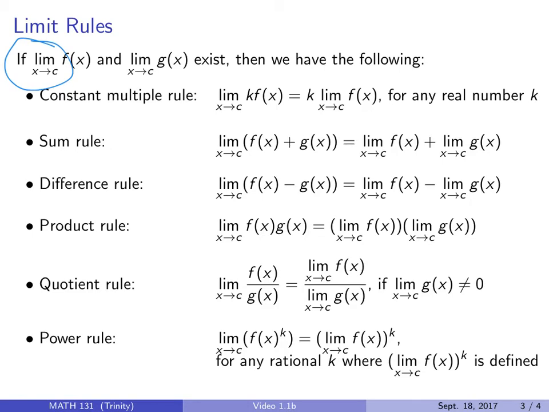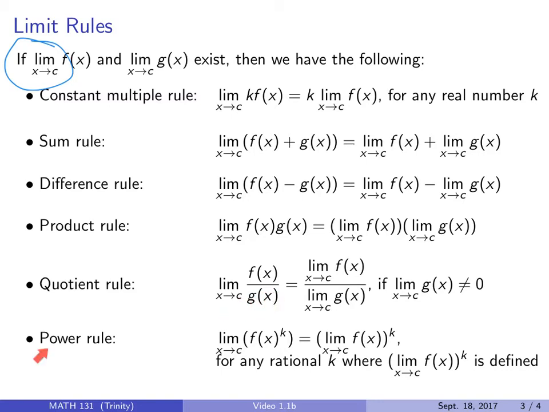For the last two, there are a couple of constraints as well. The quotient rule says that the limit of the quotient f over g is the same as the limit of f divided by the limit of g, as long as the limit of g doesn't equal 0, because you can't divide by 0. And again, because this is an if, if this limit equals 0, that doesn't necessarily mean that the limit of f over g doesn't exist. It just means I can't use this theorem to calculate the limit. We'll learn some other rules to calculate limits when I have a 0 in the denominator.